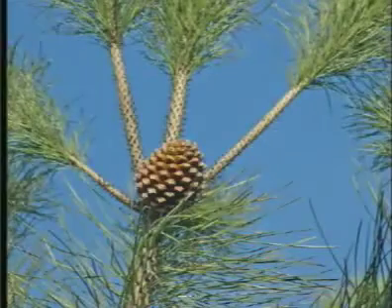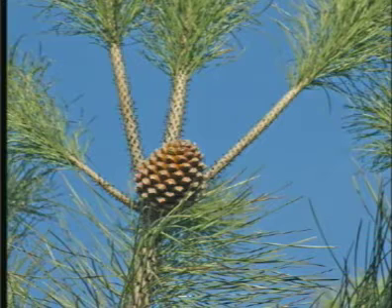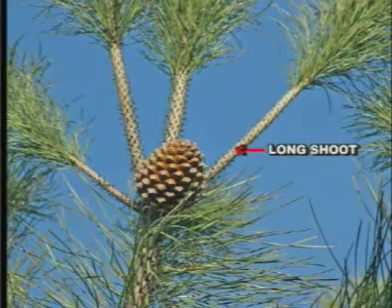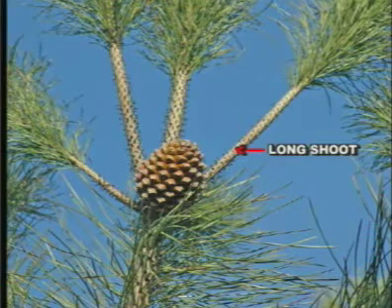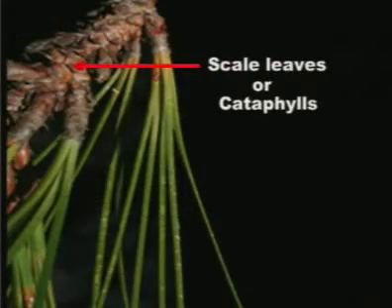Let's come to the branching of the Pinus stem. Pinus stem is divided into 2 branching systems. One is branches of unlimited growth, which are also known as long shoot, and the other is branches of limited growth, which is known as dwarf shoot. Both the shoots have scale leaves, which are known as cataphylls.